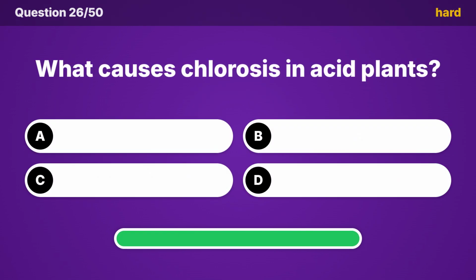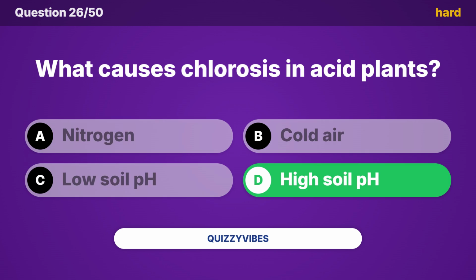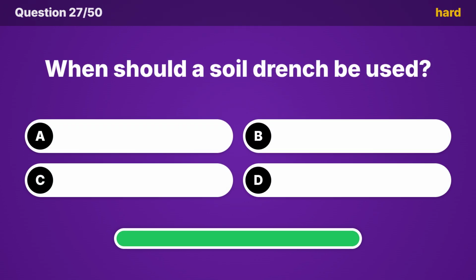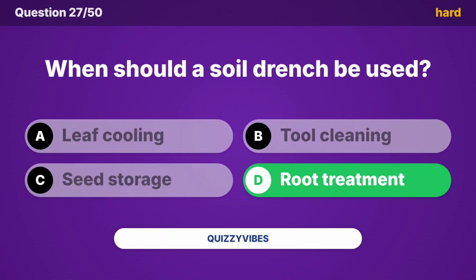What causes chlorosis in acid plants? The answer is high soil pH. When should a soil drench be used? Here is the answer: root treatment.